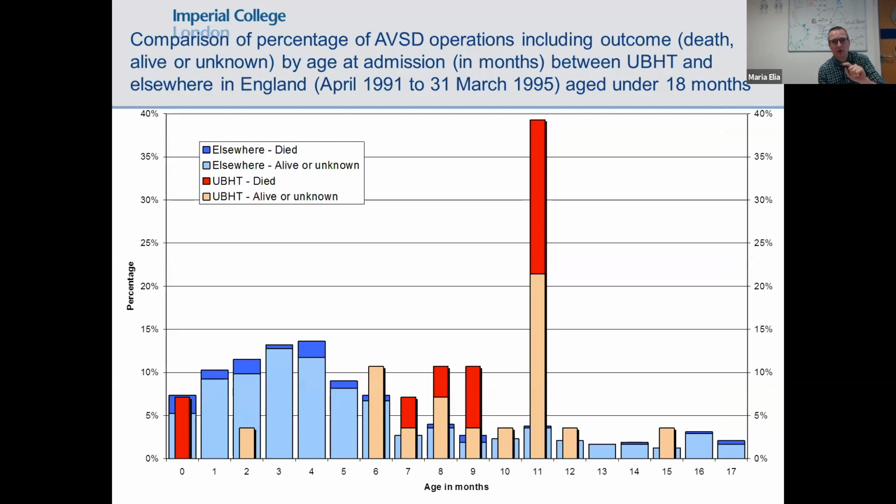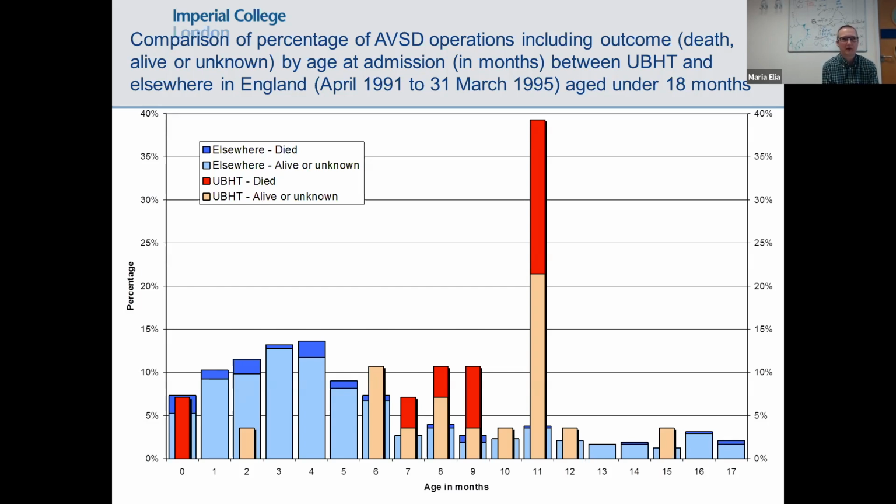So along the bottom, you've got age in months, and along the side, you've got the proportion of babies who died. In the red and brown, that's UBHT, that's Bristol. And in blue, that's the rest of the country, the other specialist units doing these operations. And you can see that everywhere else, surgeons were operating on these babies in the first few months of life. That's when you should do it. That's when you get the best outcomes.